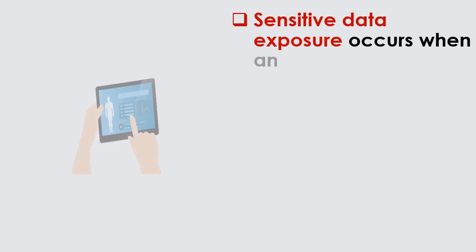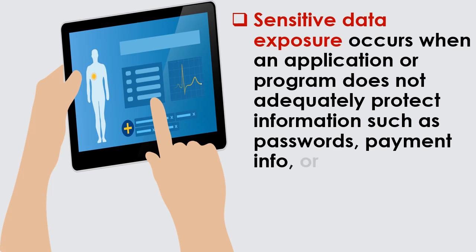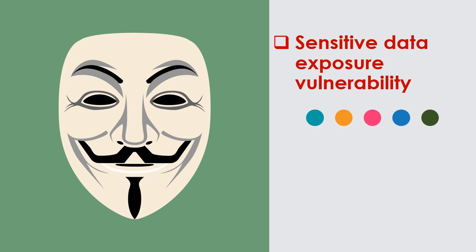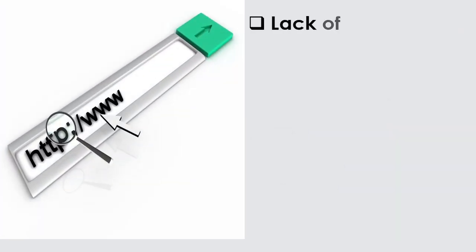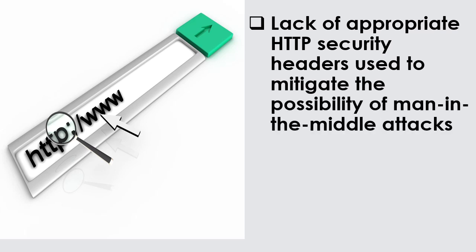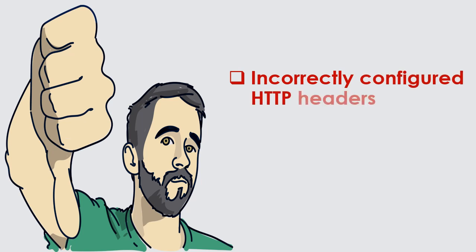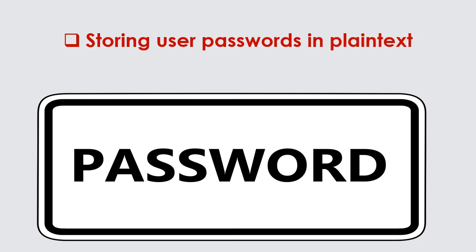Sensitive data exposure occurs when an application or program does not adequately protect information such as passwords, payment info, or health data. Sensitive data exposure vulnerabilities include: transmission of sensitive data in the clear, lack of appropriate HTTP security headers used to mitigate the possibility of man-in-the-middle attacks, incorrectly configured HTTP headers, weak ciphers, and storing user passwords in plaintext.